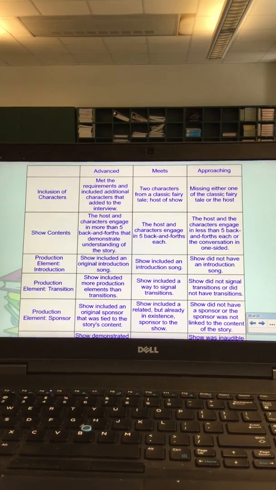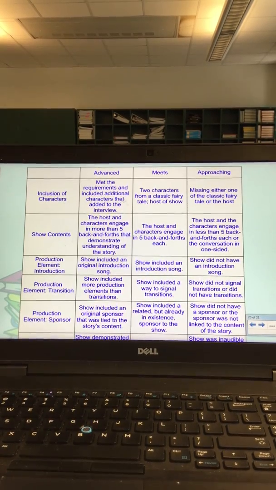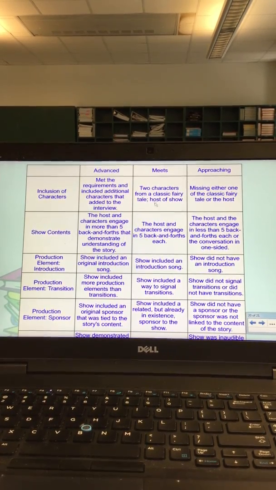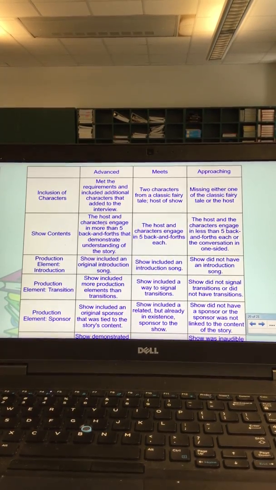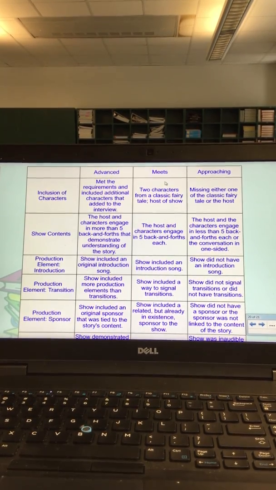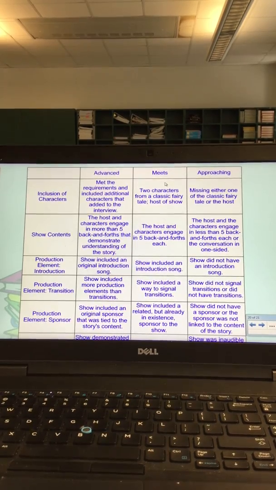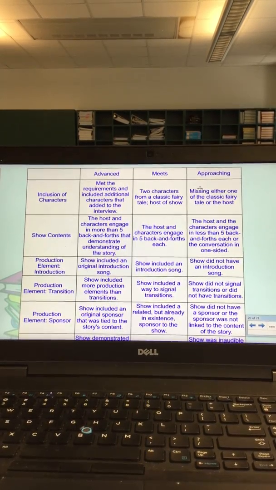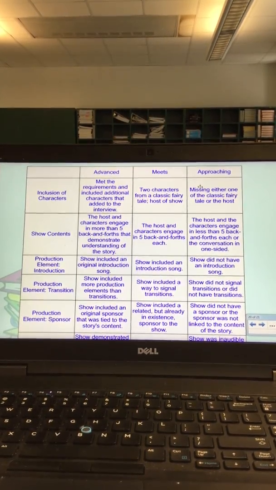So then the podcast would be evaluated using this rubric. So inclusion of characters, that they included the characters that they needed and the host. Anything additional would be scored as advanced. Meets is a quality product. So it's not just because it's the meets that this is like a C. This would be an A. This would be a quality product. And then approaching would be something that's missing from it.